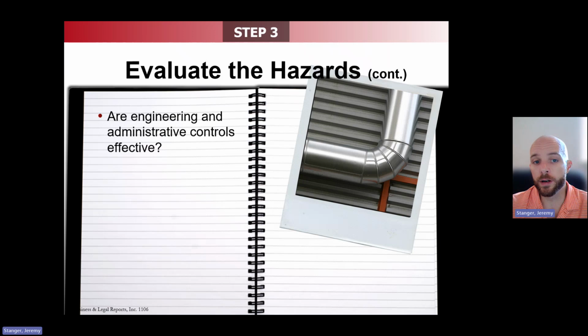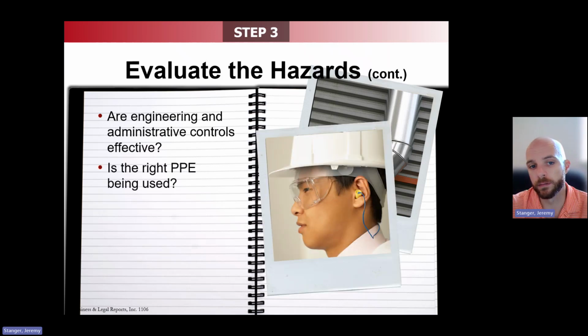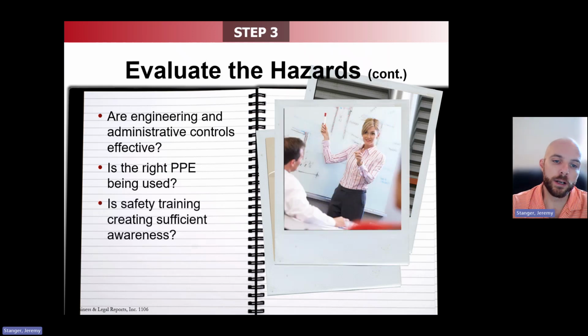Are engineering and administrative controls effective? Is the right PPE being used? These are some things that we want to talk about when thinking about control methods, maybe not current state, but it could be current state, but also future state as well. Is safety training creating sufficient awareness? So is the current training that we currently do, whether it's through the LMS or it's hands-on or on the job training, does that suffice?